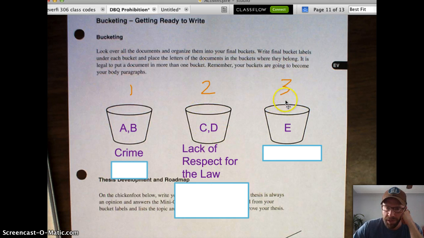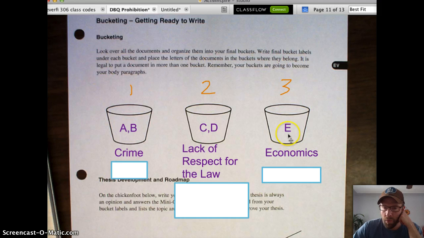And then the final reason or bucket slide is economics. That's money. Document E talks all about that. Why was prohibition a bad idea financially? How did it hurt our country financially? So reference those things there. Back to the slide show.